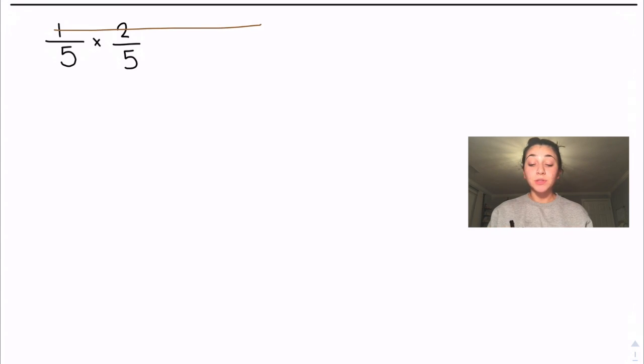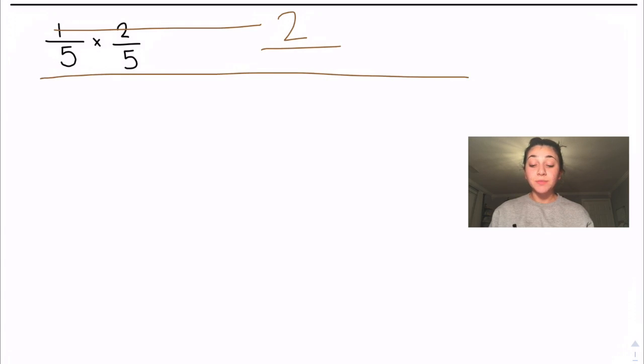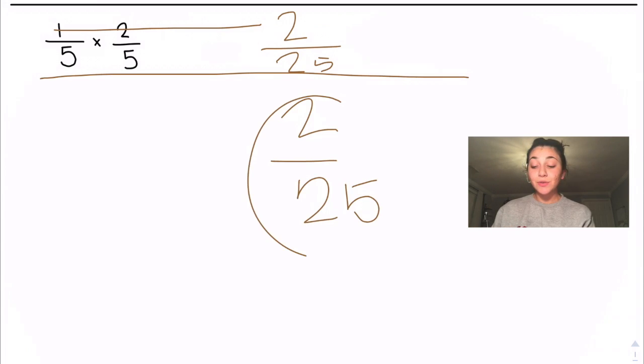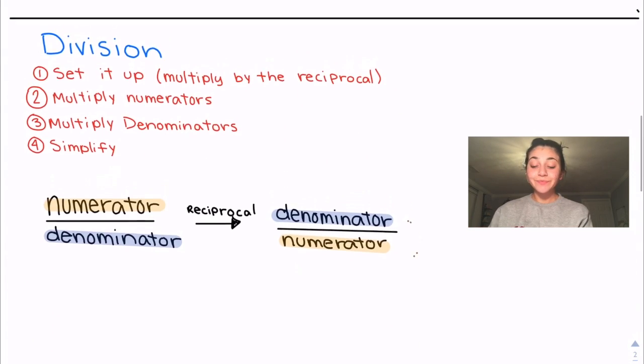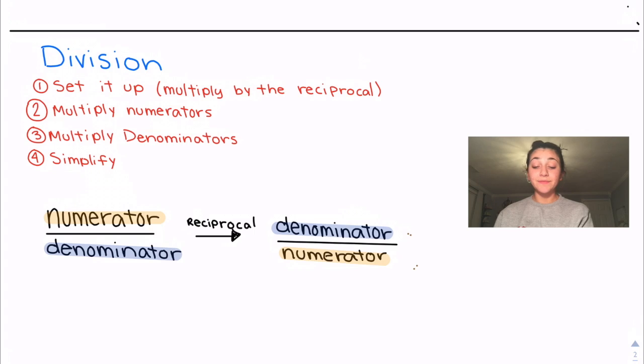So you start by multiplying the numerators. 1 times 2 is 2. And then you multiply the denominators, which is 5 times 5, 25. And the answer to 1/5 times 2/5 is 2/25.